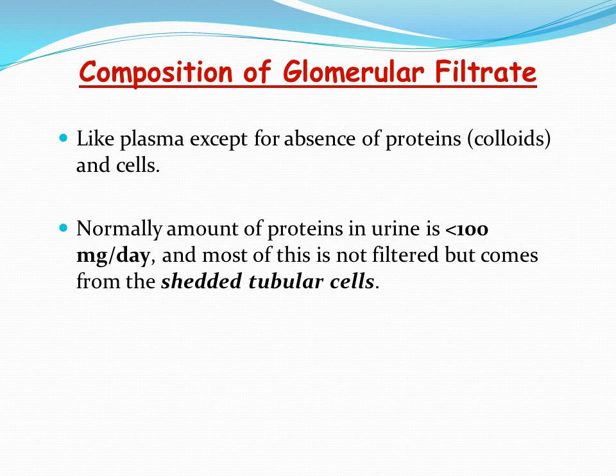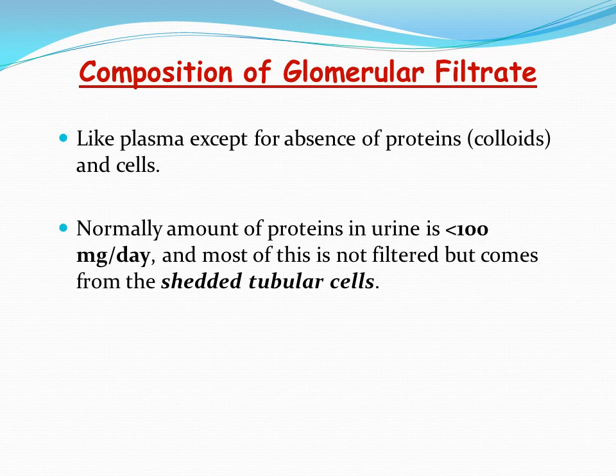Globulin and fibrinogen have a molecular size of more than 8 nanometers, so they are not going to be filtered. Albumin has a smaller molecular size, around 6 to 7 nanometer, but even then it is not allowed to filter because it is negatively charged and the membrane repels it. So none of the plasma proteins is going to be filtered.